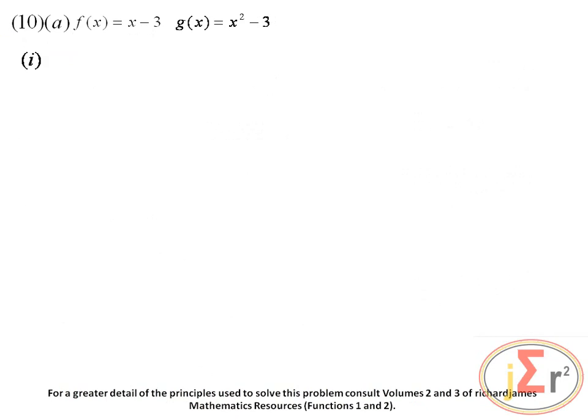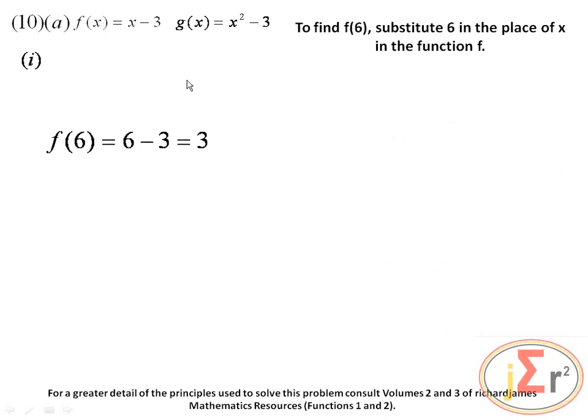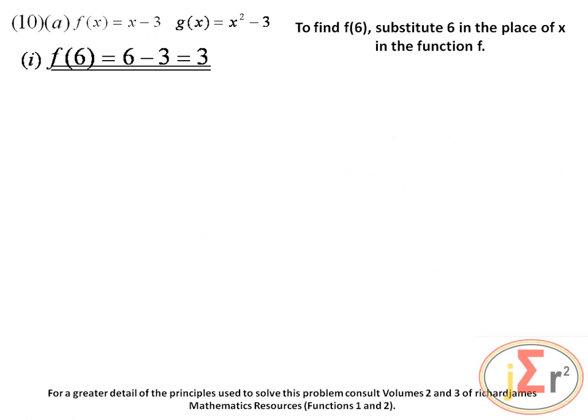We have two functions, f of x and g of x. First, we will find f of 6. In order to find f of 6, we will substitute 6 in the place of x in the function f. So in this function f, where we see x, we put 6. So f of 6 is equal to 6 minus 3, which is equal to 3.